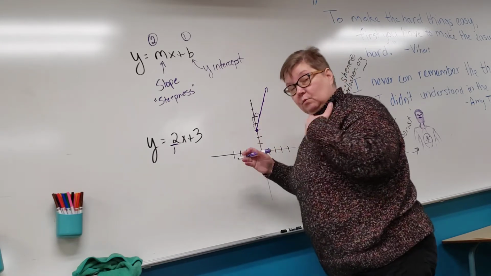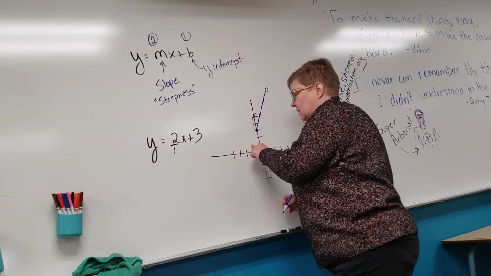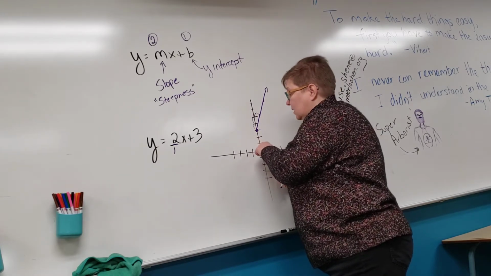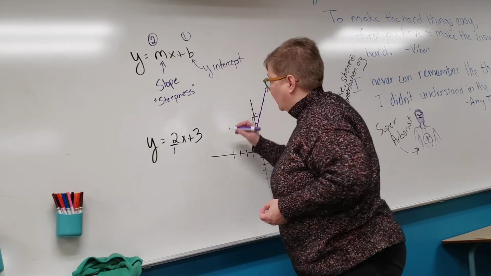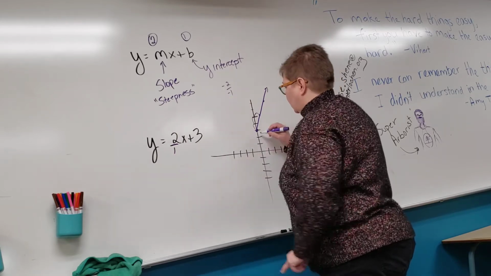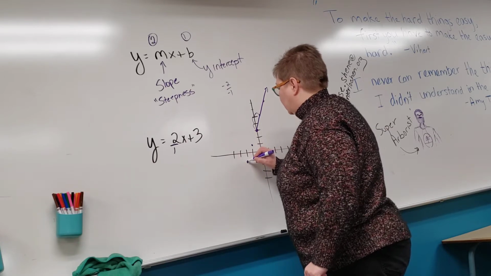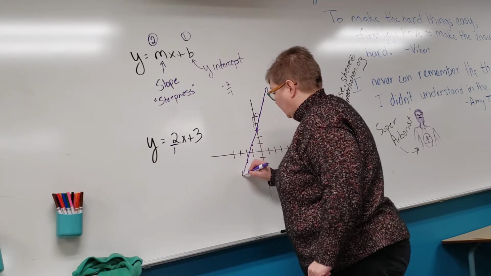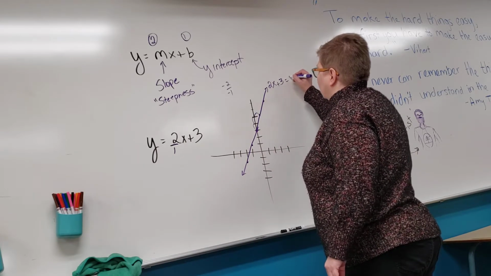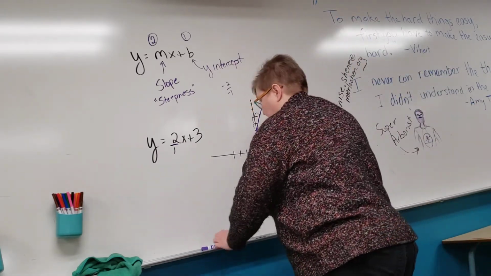And by the way, if you run off of the paper, you can reverse that process and drop 2 and run to the left, because dropping 2 is a negative and going to the left is also a negative, so that would be negative 2 over negative 1, which reduces to 2. So this would be the line y equals 2x plus 3. Okay, so that's what we're going to be working on.